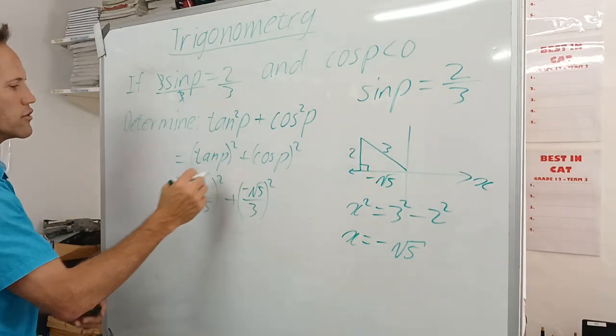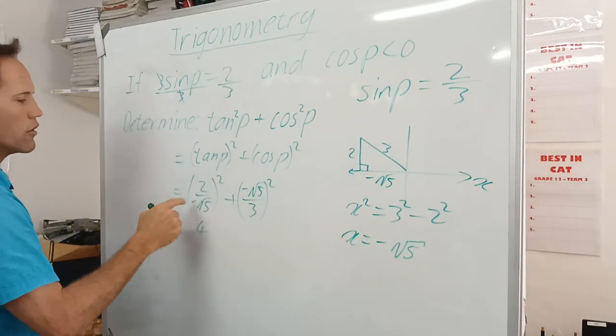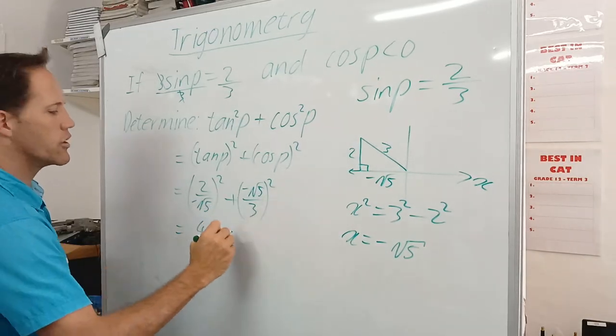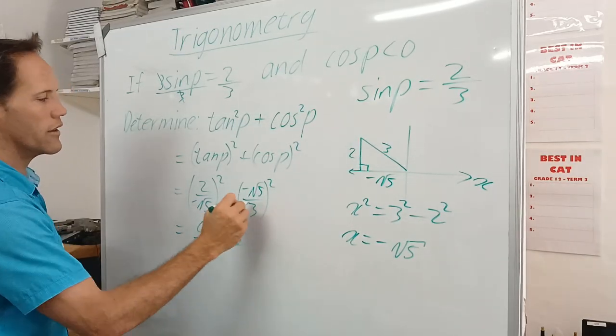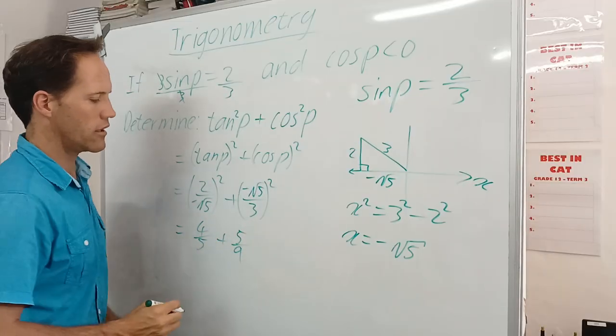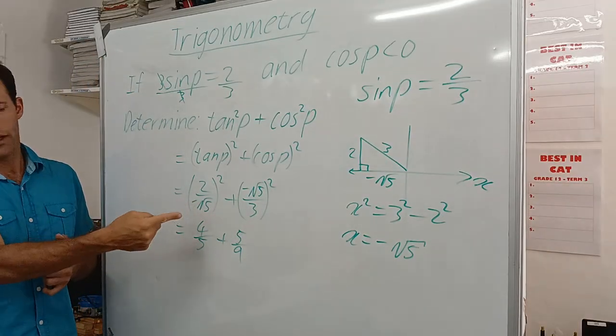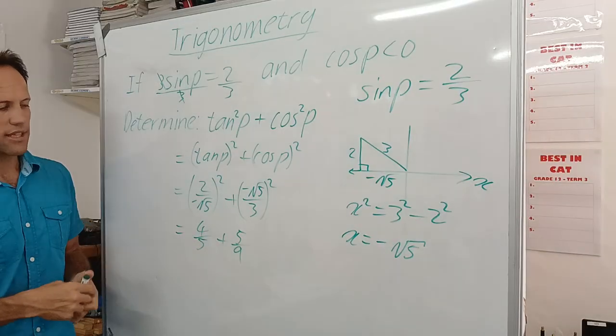When you square this, 2 squared is 4. When you square this, you're just going to get 5. And here when you square it, you get 5. And that one, when you square it, you get 9. Remember the negative falls away now; when you square it, it becomes positive. So now we just add these two.